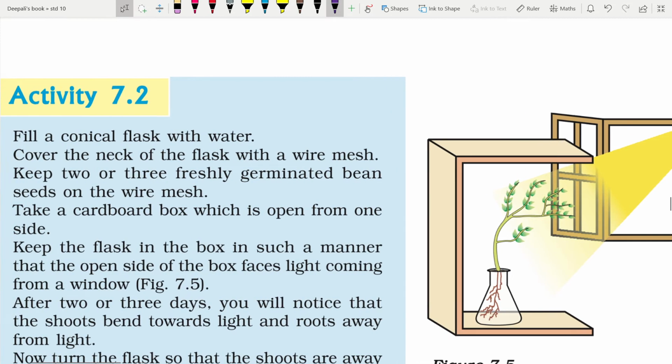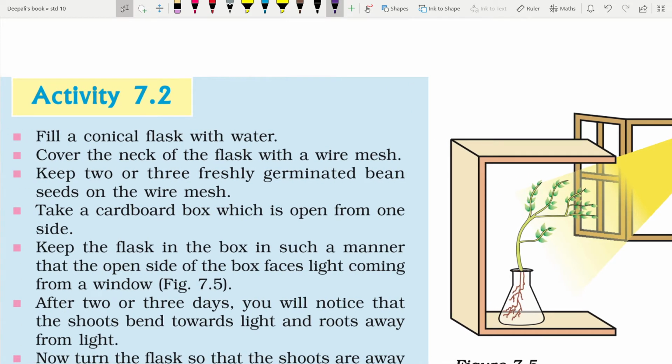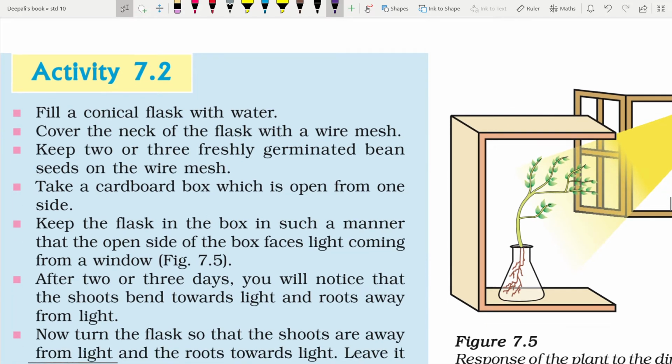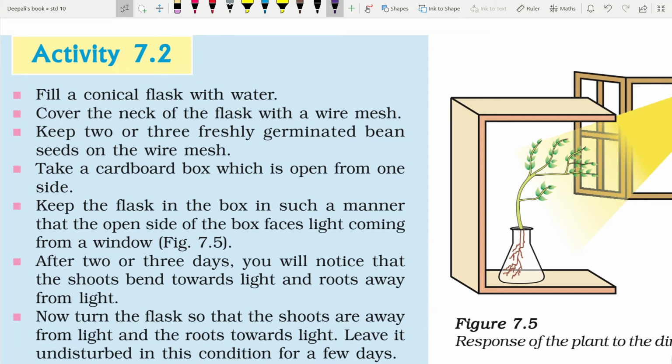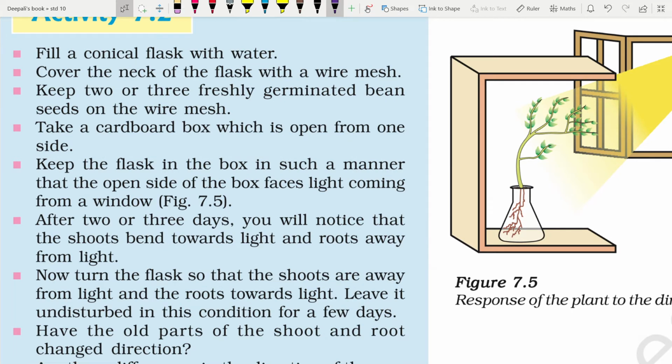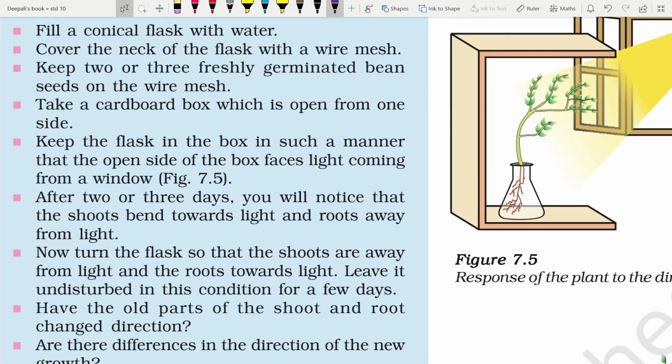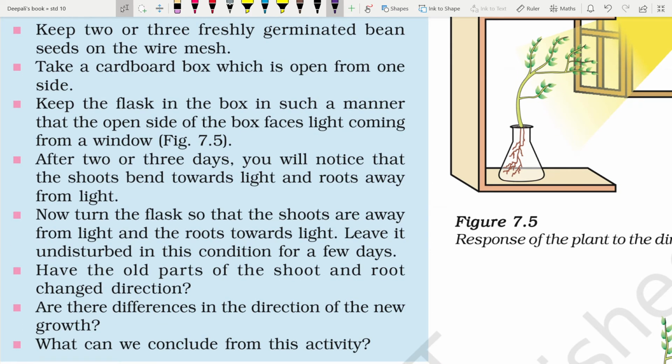Now we are taking a conical flask filled with water. Cover the neck of the flask with a wire mesh. Keep 2 or 3 freshly germinated bean seeds on the wire mesh. Take a cardboard box which is open from one side. Keep the flask and box in such a manner that the open side of the box faces light coming from a window. After 2 or 3 days, you will notice that the shoots bend towards light and roots away from the light.